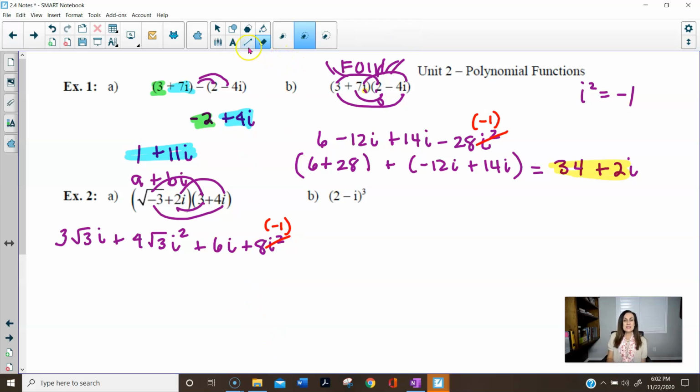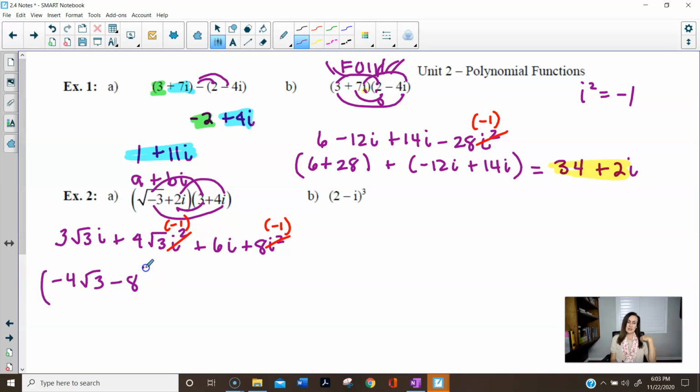All right? Okay, so now what we're going to do is just simplify a little bit, combine some like terms. So I squared here is also a -1. So we're going to take the real part and put it together, and then the imaginary part and put it together. So the real part, 4√3 negative is a real part, so -4√3. And then this 8 is real and it's negative, so this would be subtract 8. So there's my real part.